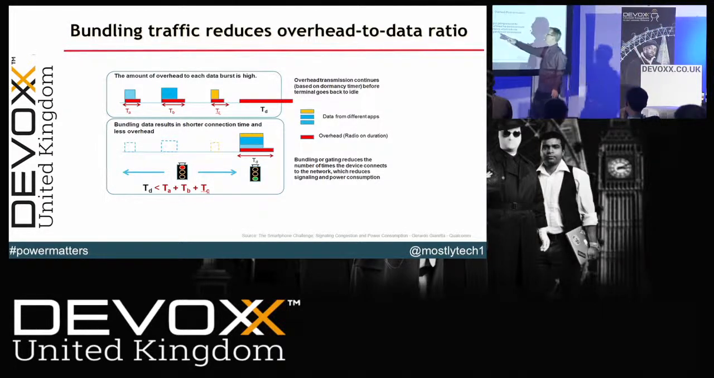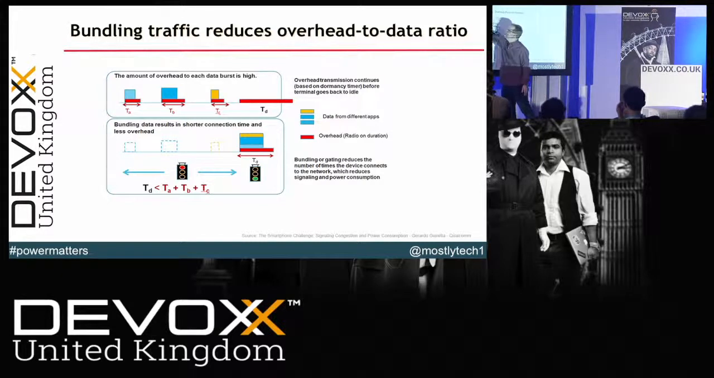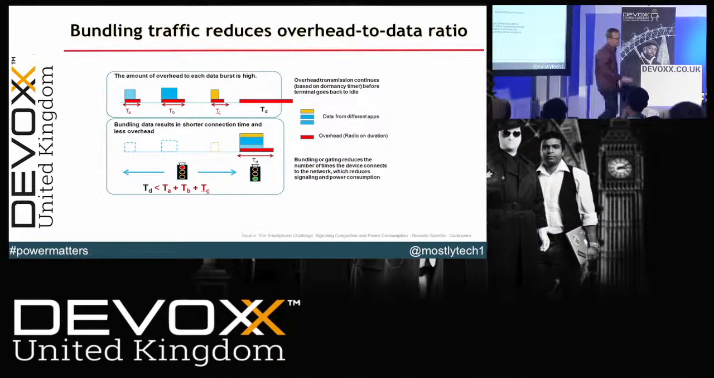So here I've got three different apps sending data. If we group them together, the radio has to transmit a little longer, but compared to the total time of the three separate transmissions, you're going to save a significant amount of power. In fact, up to 50% of the power.